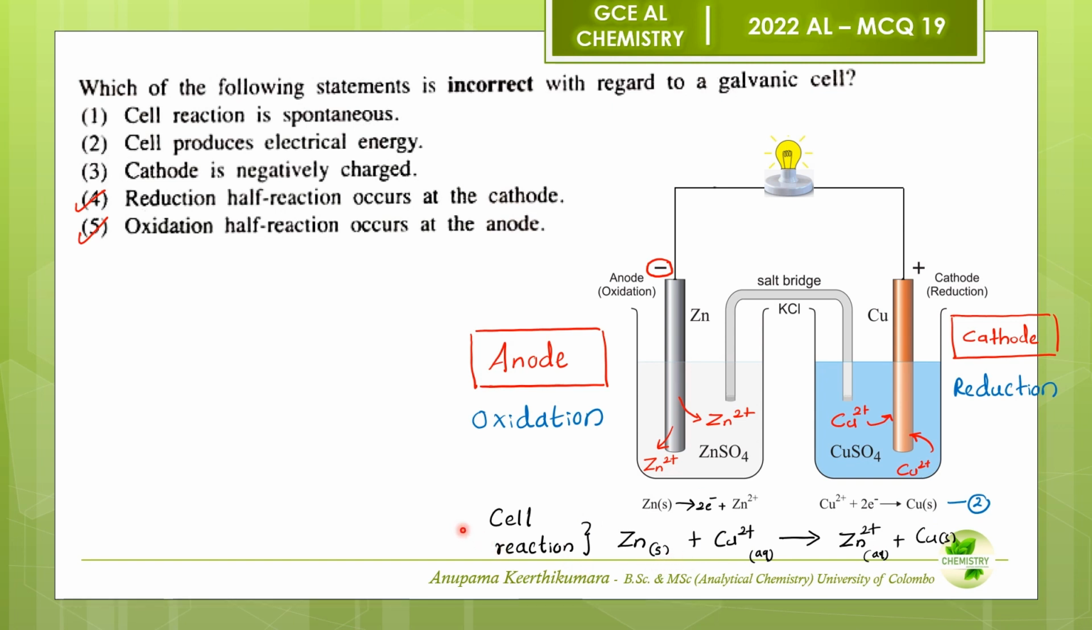Always in galvanic cells, these cell reactions are spontaneous. Therefore, the Gibbs free energy change, delta G, is negative. First statement is correct.